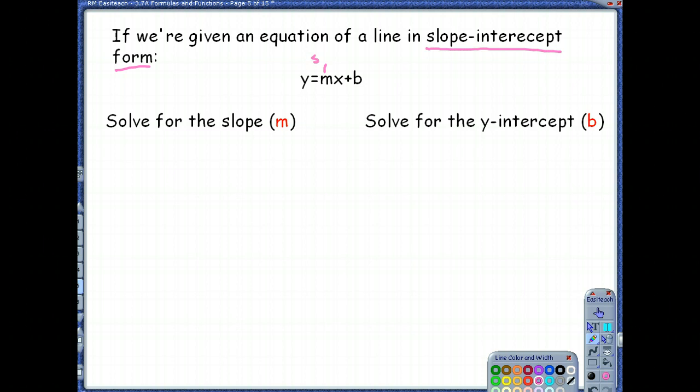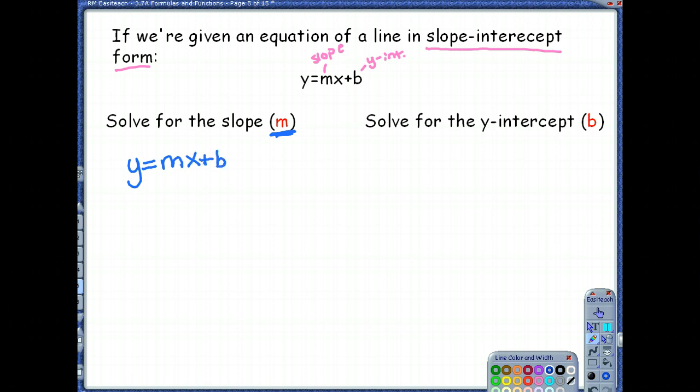M is referring to the slope. B is referring to the y-intercept. Now, right now, that's not as important as being able to solve for these other variables. So that's what we're going to be doing in this example. For this first one, they've asked us to solve for the m. So I'm going to rewrite my equation. Y equals mx plus b.